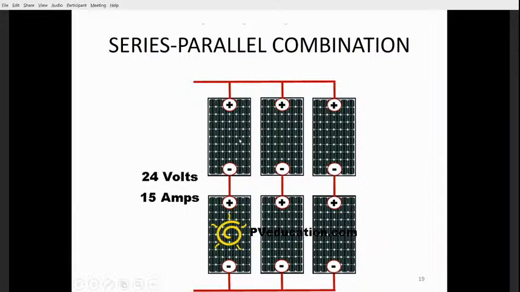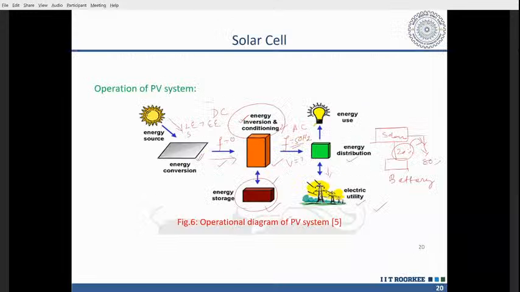Suppose you have three panels connected like this and three more panels connected like this. So total 24 volts, because this is 12 volt and this is 12 volt, and 24 volts in parallel. So 15 ampere, as there are 3 in series, 5 ampere, 5 ampere, 5 ampere. Like this, we do the combinations of solar panels to have more energy or more power from the individual PV arrays, right? An array is a combination of many PV panels or modules. A panel means you have many modules interconnected.